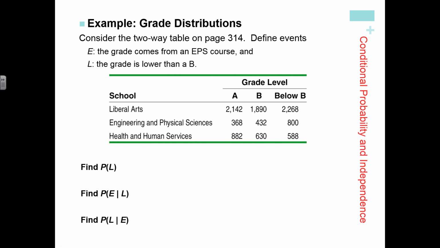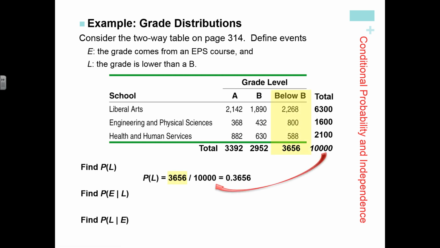All right, so here's an example. It says, consider the two-way table on page 314 of your book. Define the events E, the grade comes from an EPS course, and L, the grade is lower than a B. So the first question says, find the probability of L. Well, again, L is that the grade is lower than a B, so here's below B. What I want to do is total these up. And so below B is 3656 out of the grand total, so out of the 10,000. So 3656 out of 10,000 gives us 0.3656.